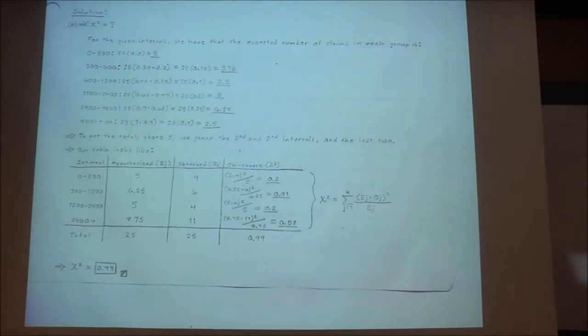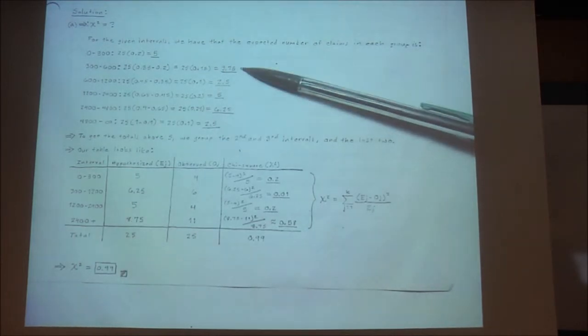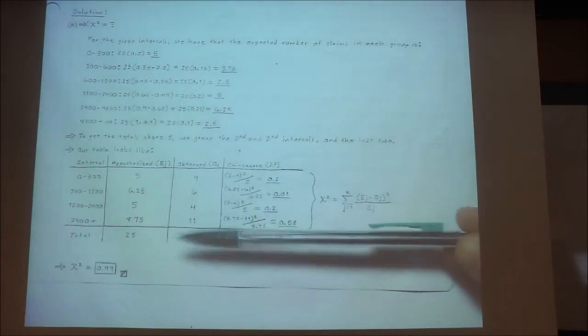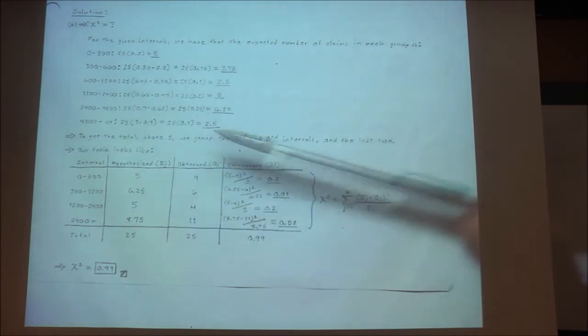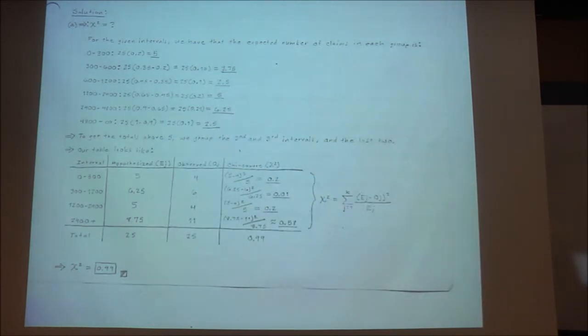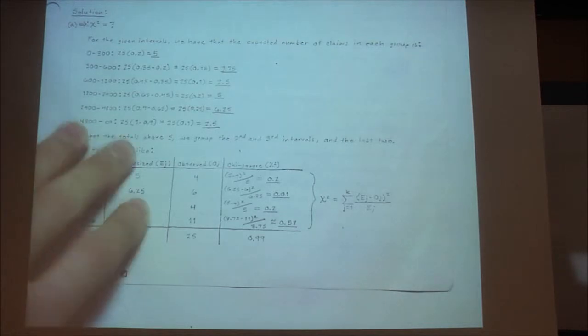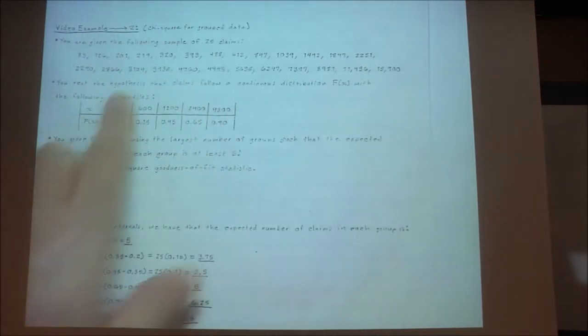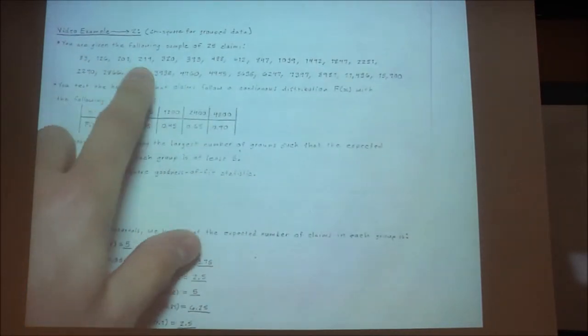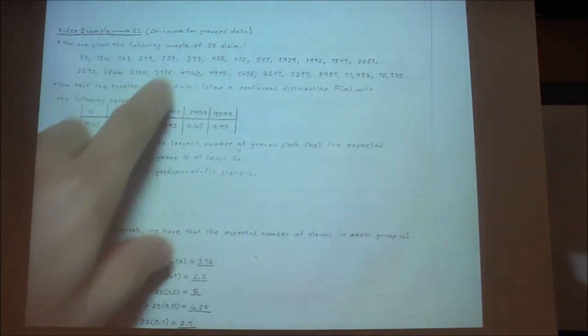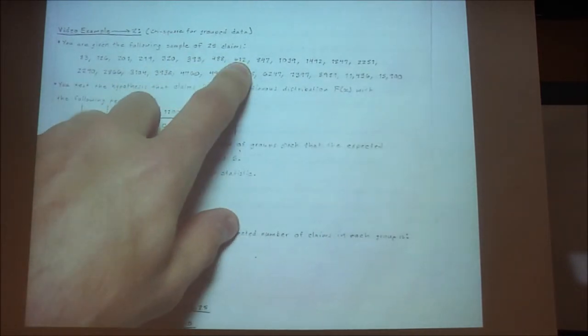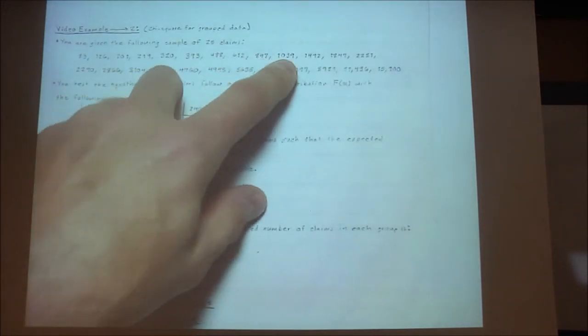We have our new intervals: 0 to 300, 300 to 1200, that's grouped, and the 2400 plus is our other group. The expected number of claims in each of these intervals: the first one's 5, obviously, the second one's 6.25, you just add up these two. Third one's 5, and the last one is these two added together. The observed number of claims, you just go right here, you just count. So 1, 2, 3, 4, 4 for 0 to 300, 1, 2, 3, 12, 1, 2, 3, 4, 5, 6.